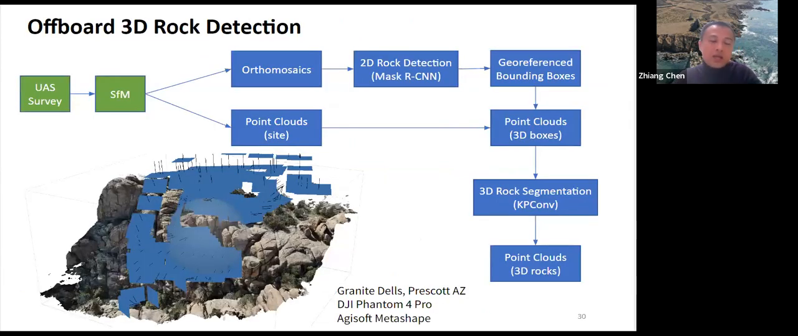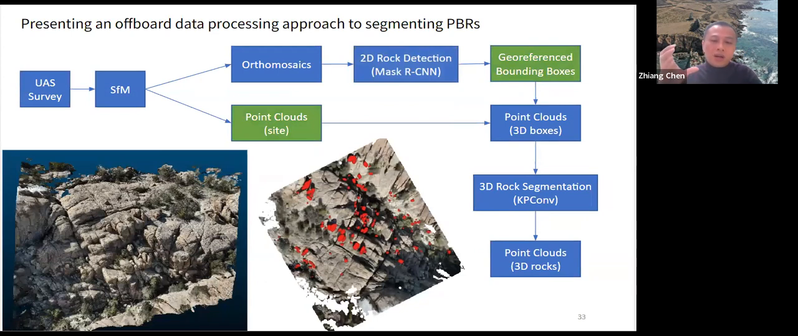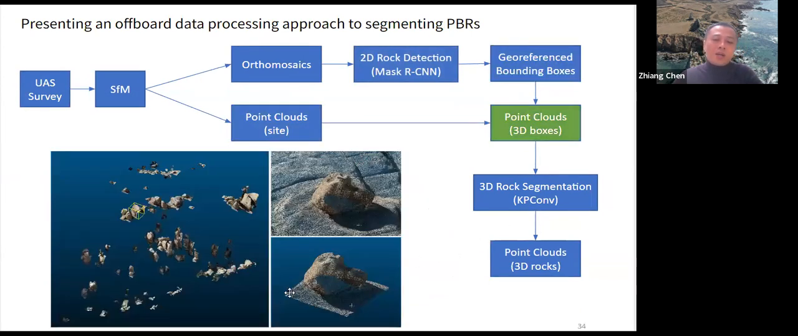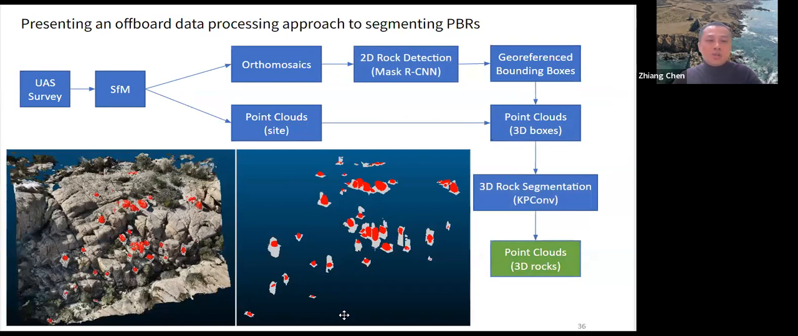First we have an offboard 3D rock detection pipeline. We also start from a UAS survey, collecting aerial imagery and using structure from motion to generate an orthomosaic. We use the same 2D rock detection pipeline to detect the freestanding rocks on the site, and we use the bounding box of the 2D rock to crop the point clouds. In each 3D box, we have points on the PBR and points on the pedestal. Then we have another deep learning model to segment the points on the PBR and the points on the pedestal. We can get a 3D version semantic map.